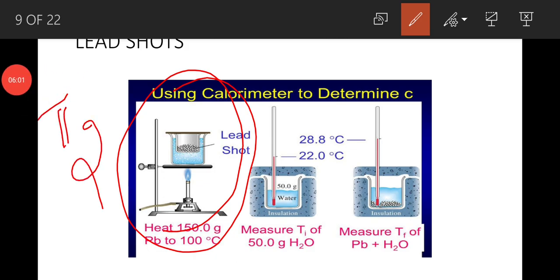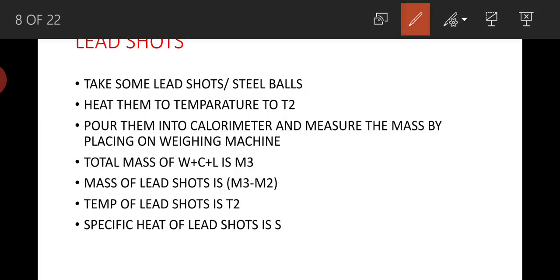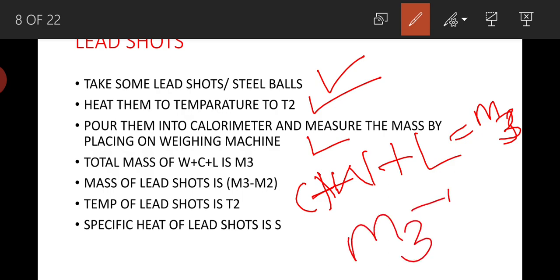Heat these lead shots to a temperature T2 and then pour these lead shots into the calorimeter. Then measure the mass of the calorimeter which is filled with water and lead shots. So finally, calorimeter plus water plus lead shots mass is M3. If you want only the mass of lead shots alone, then mass of lead shots alone is M3 minus M2.